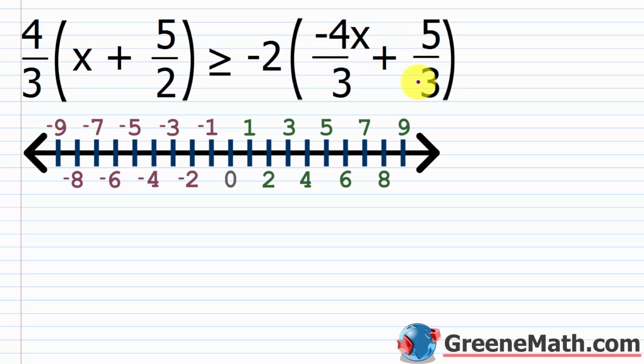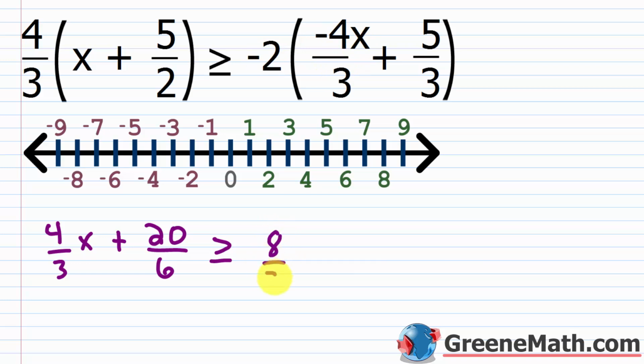So if you want to clear the fractions, let's go ahead and clear the parentheses first. So 4/3 times x is just 4/3 x. Then plus 4/3 times 5/2 would be 20 over 6. This is greater than or equal to -2 times negative 4/3 x would be positive 8/3 x. Then -2 times 5/3 would be minus 10/3.